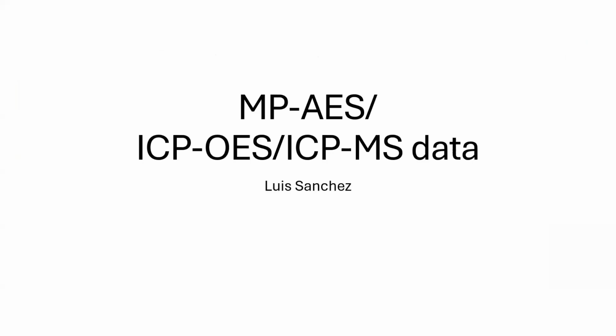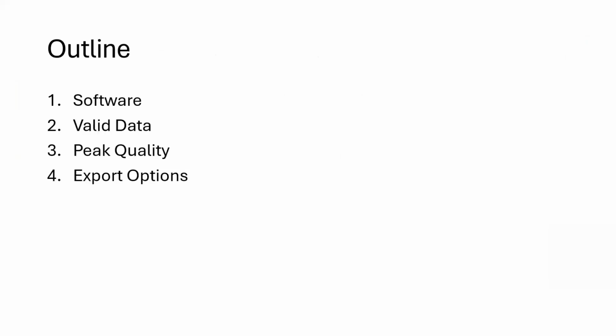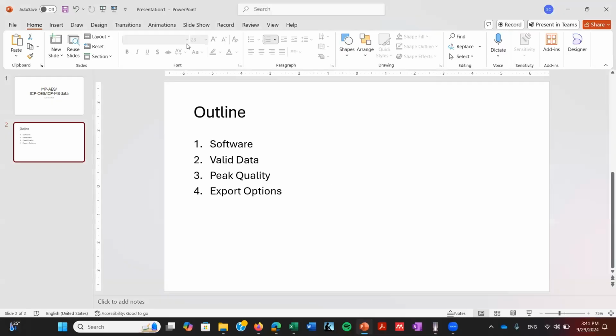Hello, everybody. The purpose of this video is to show how the MP-AES, ICP-OES, and the ICP-MS data can be understood and exported. So the outline of this video: we're going to go through the software. We're going to later see how to know if data is valid or not. Then we're going to go for being able to discriminate between a good peak and a bad peak. And at the end, we're going to see some export options. So let us start with the software.